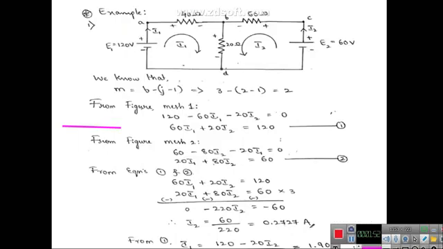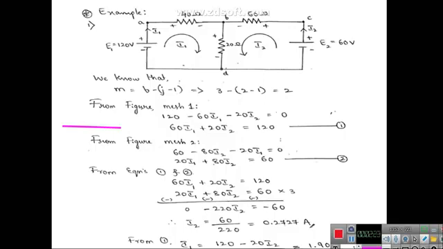Okay, let us consider one example. This is the first example I have considered. This network consists of 2 sources and 3 resistors. You have to get the currents I1 and I2. Those currents are called mesh currents. Just for your convenience, I have marked the meshes like this.